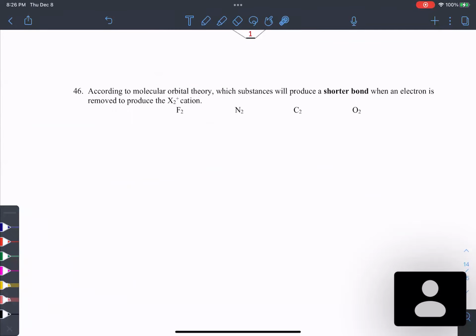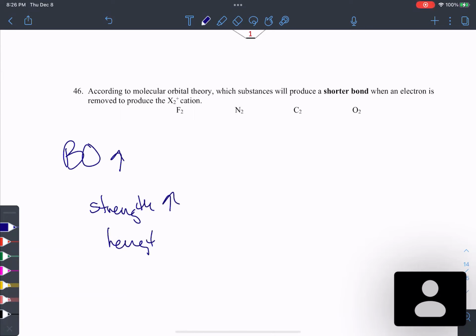According to MO theory, which will produce a shorter bond when an electron is removed? All right, so this all has to do with bond order. As bond order increases, strength increases, but length decreases. There's a lot of different ways we use to calculate bond order, but specifically for MO theory, we use the number of electrons in bonding minus anti-bonding over 2 to give us our bond order.